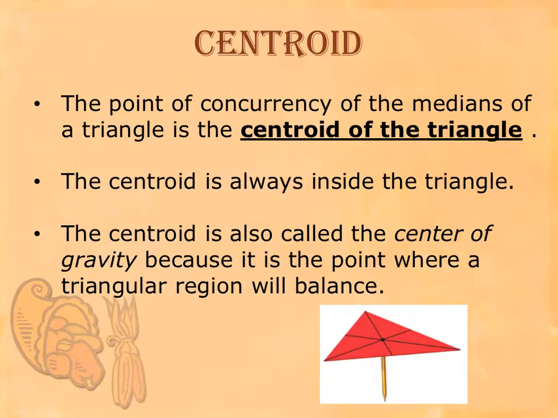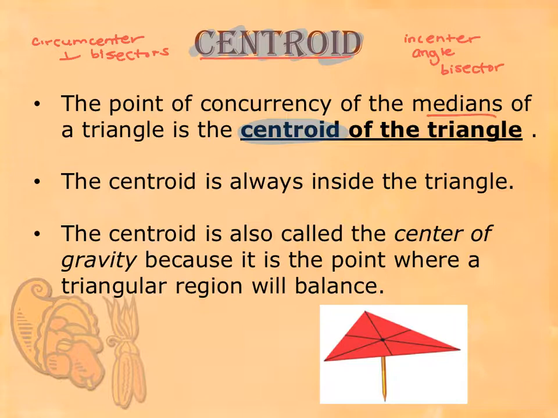The centroid is the name of that point of concurrency. The point of concurrency of the medians of a triangle is called the centroid of the triangle. So far we have the circumcenter, which is the point of concurrency for perpendicular bisectors. We have the incenter, that's for angle bisectors, and now we have the centroid. So circumcenter is to perpendicular bisectors, and incenter to angle bisectors, and now centroid to medians.